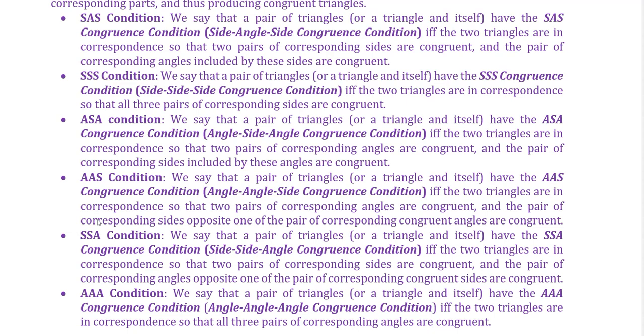And finally, we have the AAA condition. We say a pair of triangles or triangle itself have the AAA congruence condition if the two triangles are in correspondence so that all three pairs of corresponding angles are congruent. So the question is, given one of these conditions, is that enough to determine that the triangles are congruent?